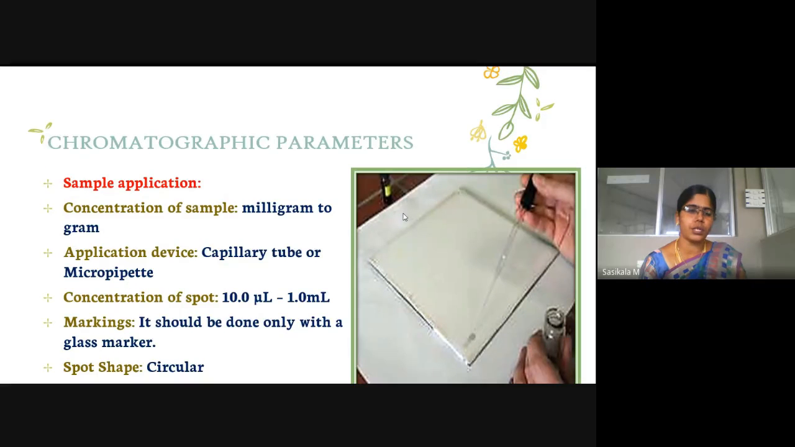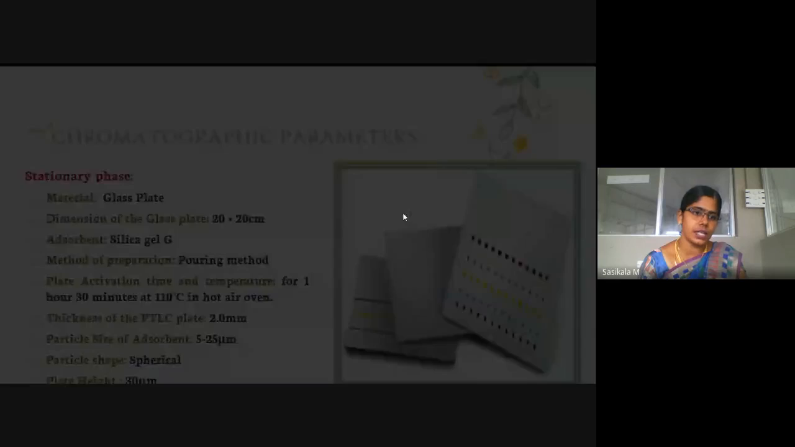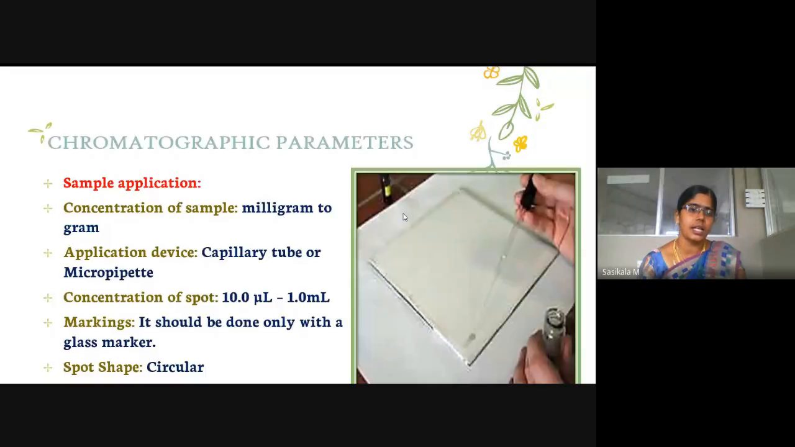Next we'll move on to the third parameter, sample application. Once the stationary phase and mobile phase are ready, next we can apply the sample. So how do people prepare the sample and what type of sample is preferred? Any pharmaceutical or drug samples in the milligram to gram range can be applied. Note down the concentration range. From milligram to gram range we can apply to the PTLC plate.